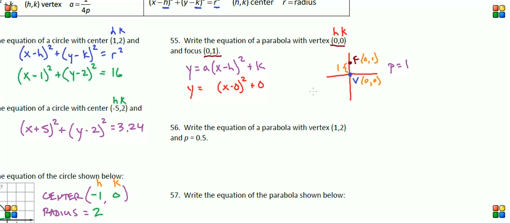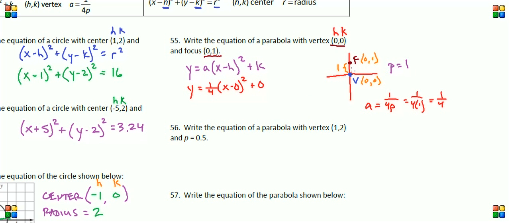This is where you need to recall a formula you can write on your help sheet for the test. a is actually equal to 1 over 4p. Since we figured out that p, the distance between the vertex and the focus, is just 1 unit, we can plug in 1 over 4 times 1, which is just 1/4. That means our a value is just 1/4.